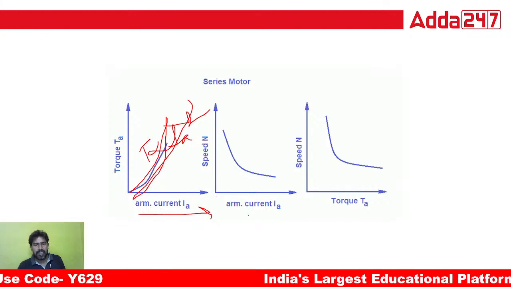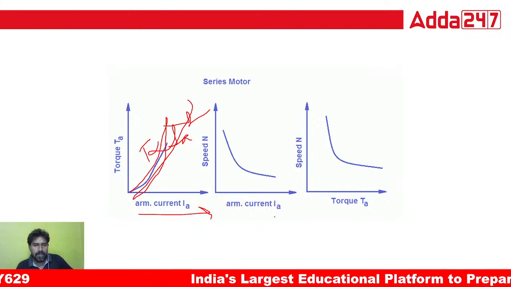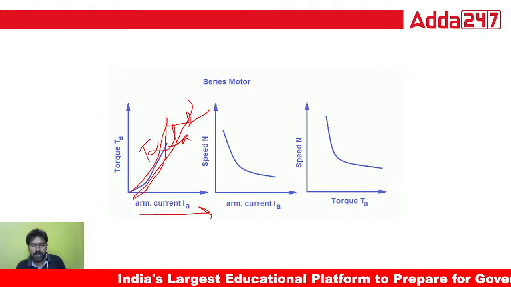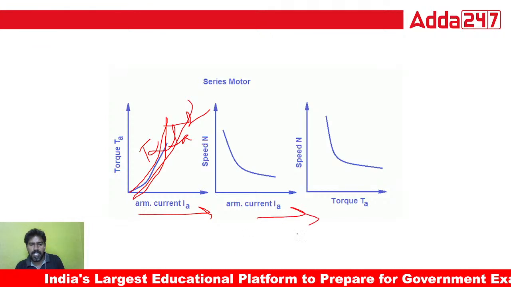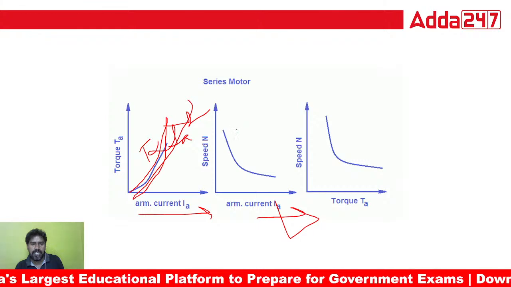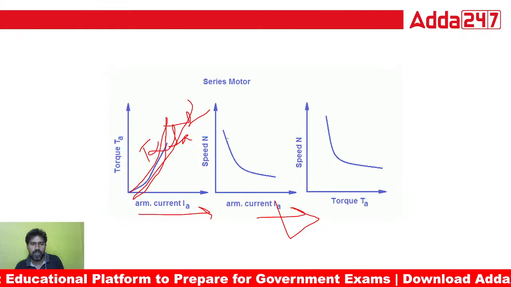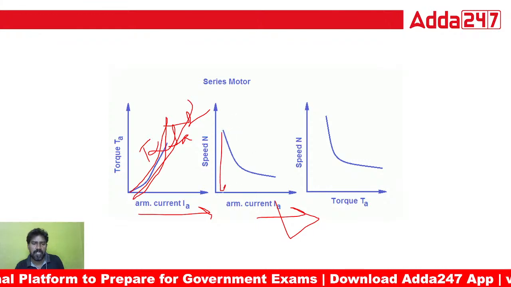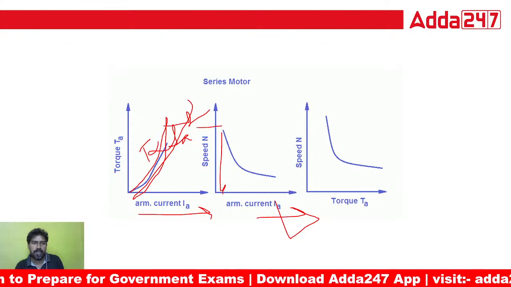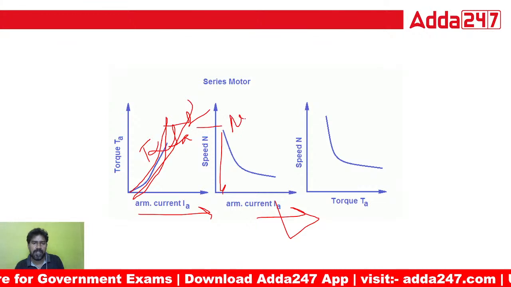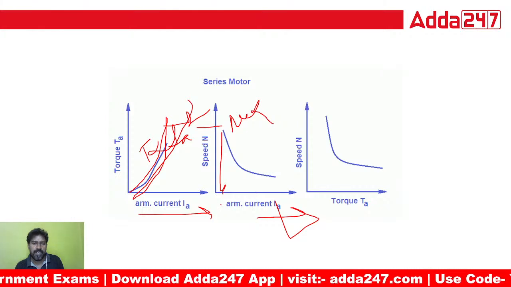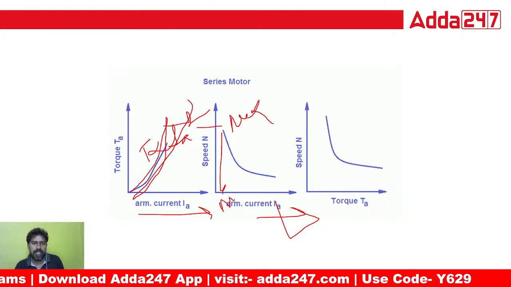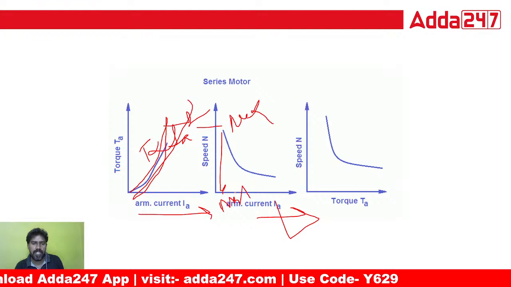Next, speed and armature current. When armature current increases, speed decreases. So at the minimum value of the armature current, the speed will be maximum. The speed will be maximum at the minimum value of armature current.